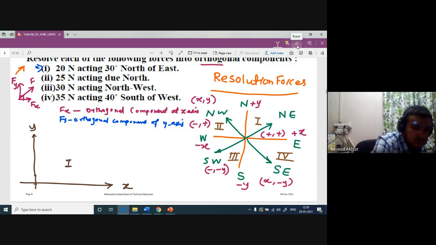And this one is our second. This one is third quadrant. And this one is our fourth quadrant.